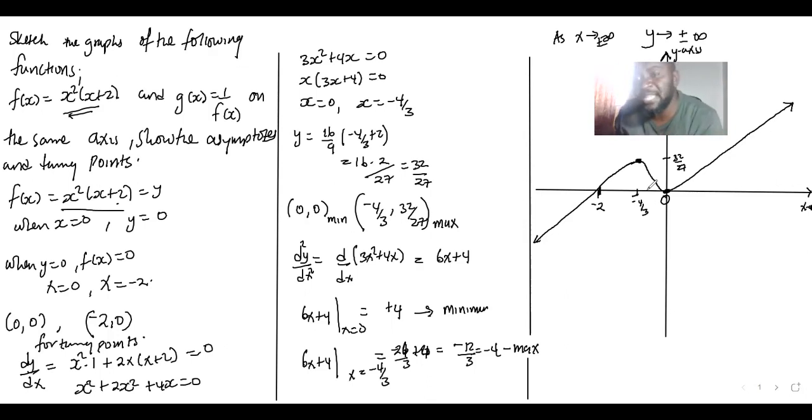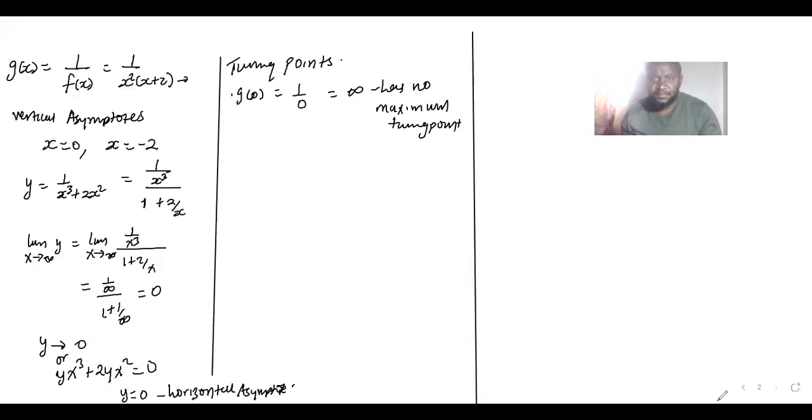Now let us check when we substitute in this maximum turning point where x is negative 4/3. When you take it to the reciprocal, what value will it give us? Let's go and find the reciprocal. So g of negative what? 4/3 will give us 1 all over. The other one was 32 out of 27. 1 over 32 out of 27. So this gives us 27 out of 32. So this becomes our minimum turning point, which is negative 4/3 and 27/32.